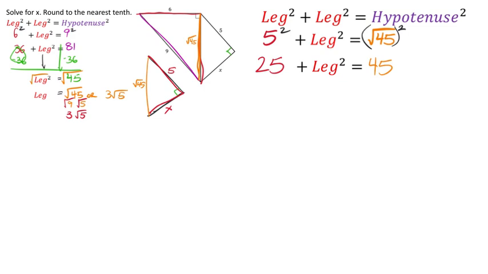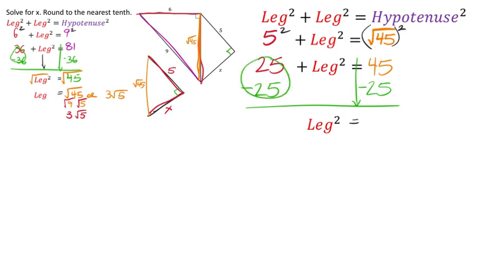That's it. So now we have this equation to solve. And we're going to use some principles of equality, because what I'd like right now is to take that leg squared and get it by itself, meaning I don't want the 25 there. I'm going to have to zero it out by subtracting 25. So leg squared then equals, because we did zero that out, 45 minus 25, which is 20.